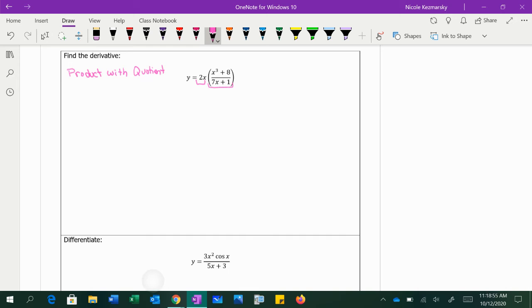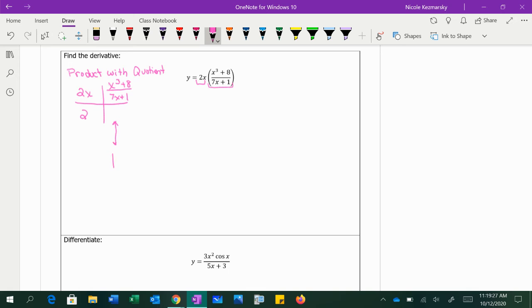So I'm going to start this problem off as a product rule. And I'm going to go ahead and write my box. We'll leave some space here. And put my 2x and then my quotient, x cubed plus 8 over 7x plus 1. And then we're going to take the derivative of both. So the derivative of 2x is 2. The derivative of the quotient is going to need quotient rule.